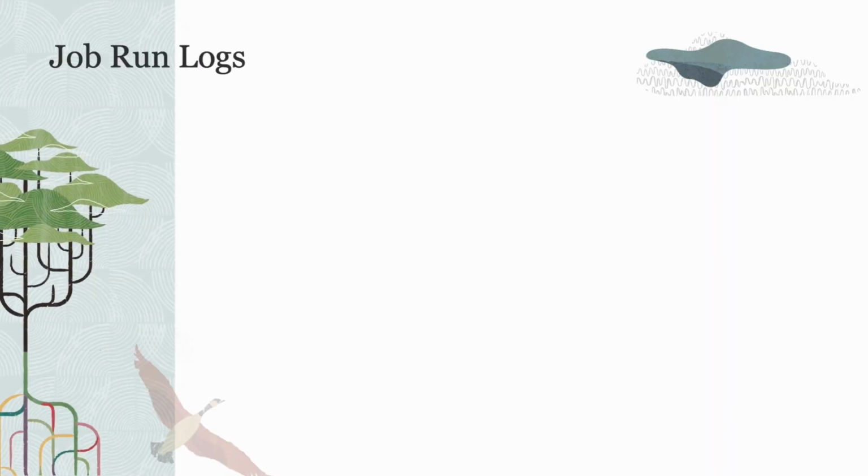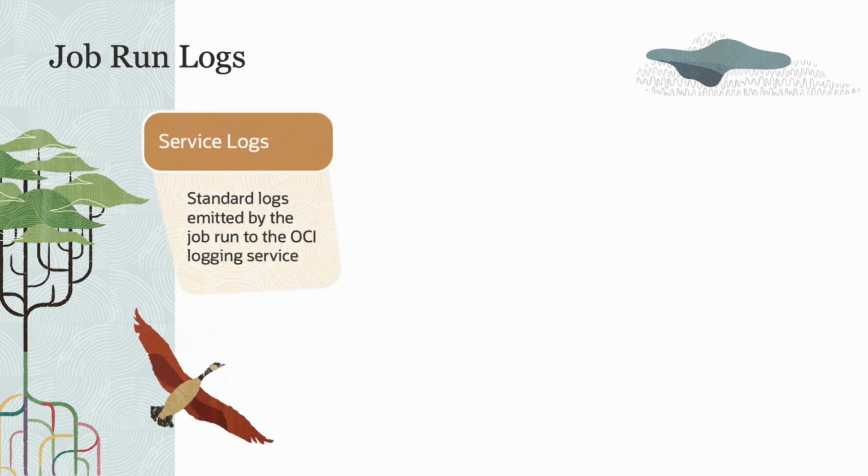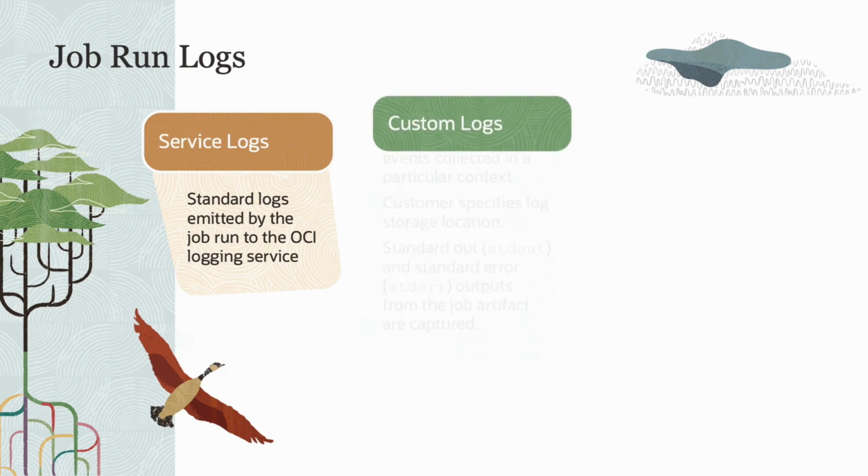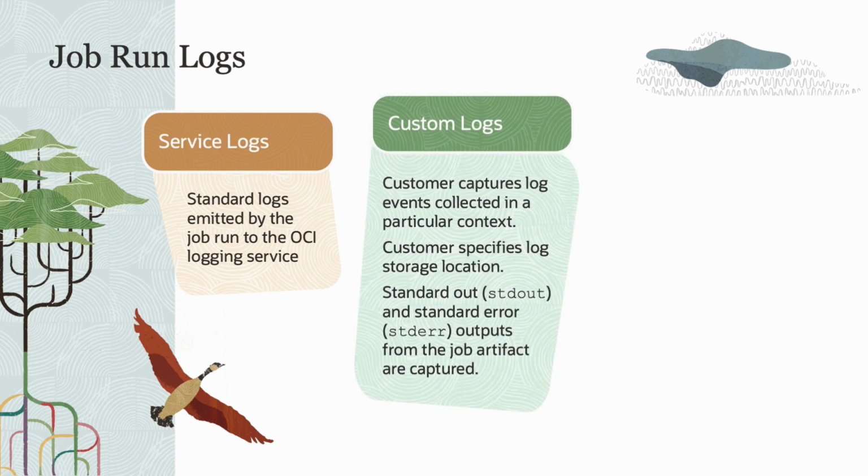With jobs, customers can either use service or custom logs. Service logs are standard out-of-the-box logs emitted by the job run to the OCI logging service. Both standard out and standard error outputs from your job artifact are captured and made available in the service logs if enabled. The job run resource principal must also have proper permissions to write to your service or custom log. With custom logs, the customer captures log events collected in a particular context and specifies the location where the logs will be stored.